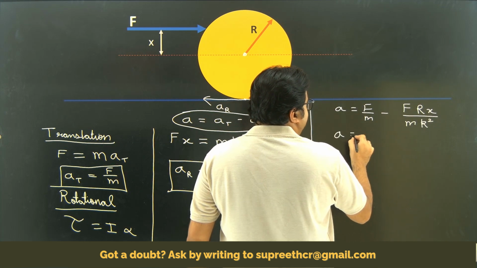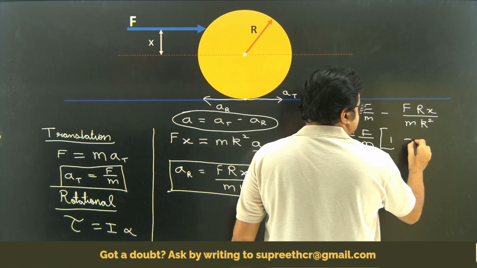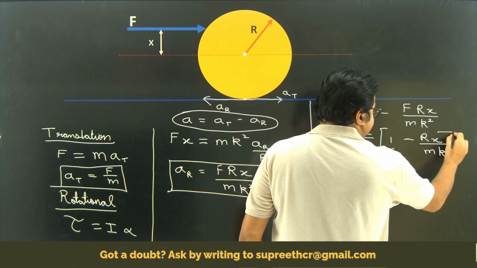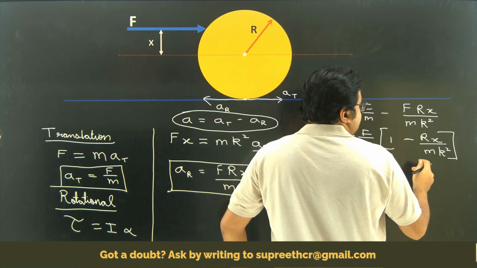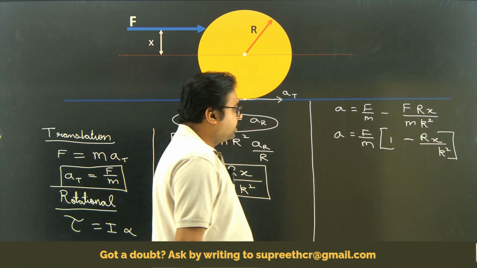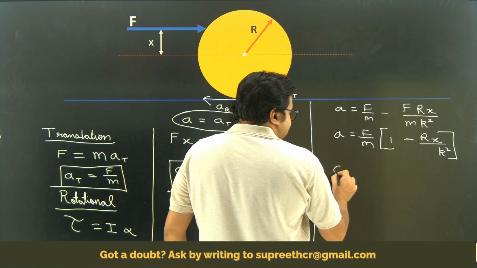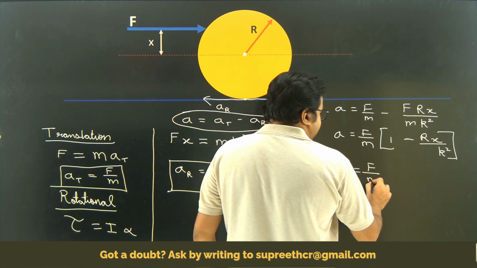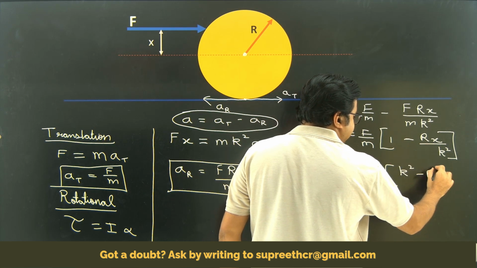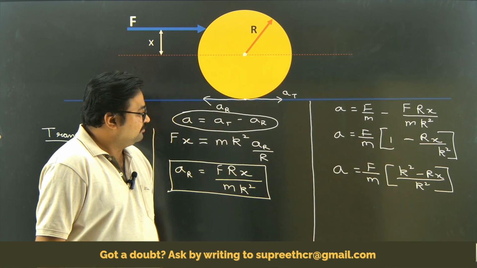You can pull out F by m as a common factor. You will have 1 minus Rx divided by k square. I mean, there is no m here, there is just k square. Sorry. So when that is the case, you can take an LCM here. A becomes equal to F divided by m multiplied by k square minus Rx, my dear friends, divided by k square. This is all you will have.